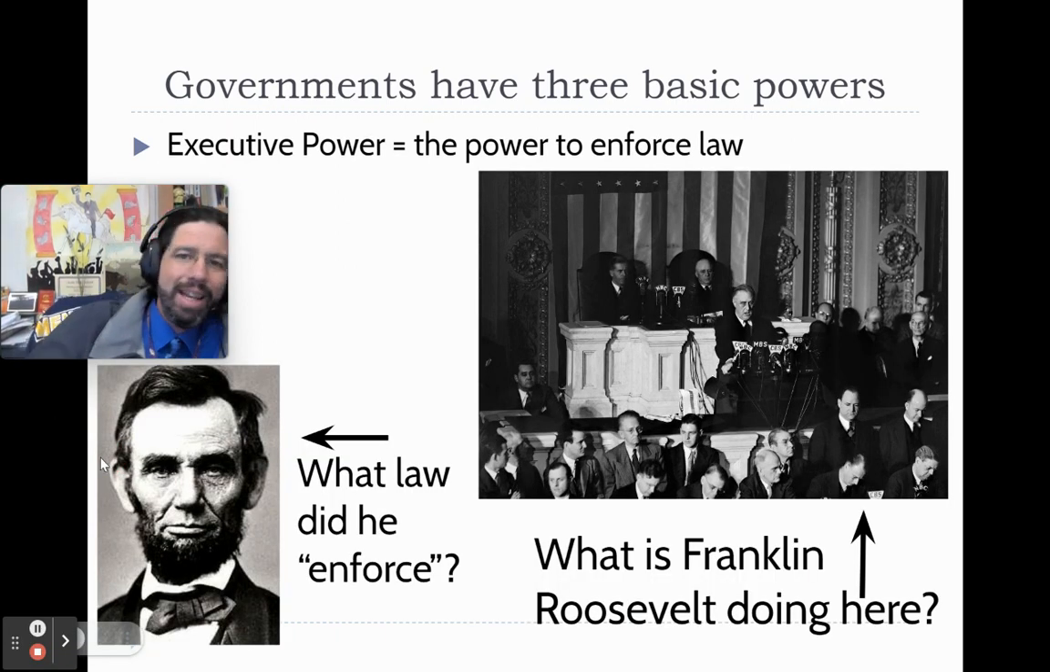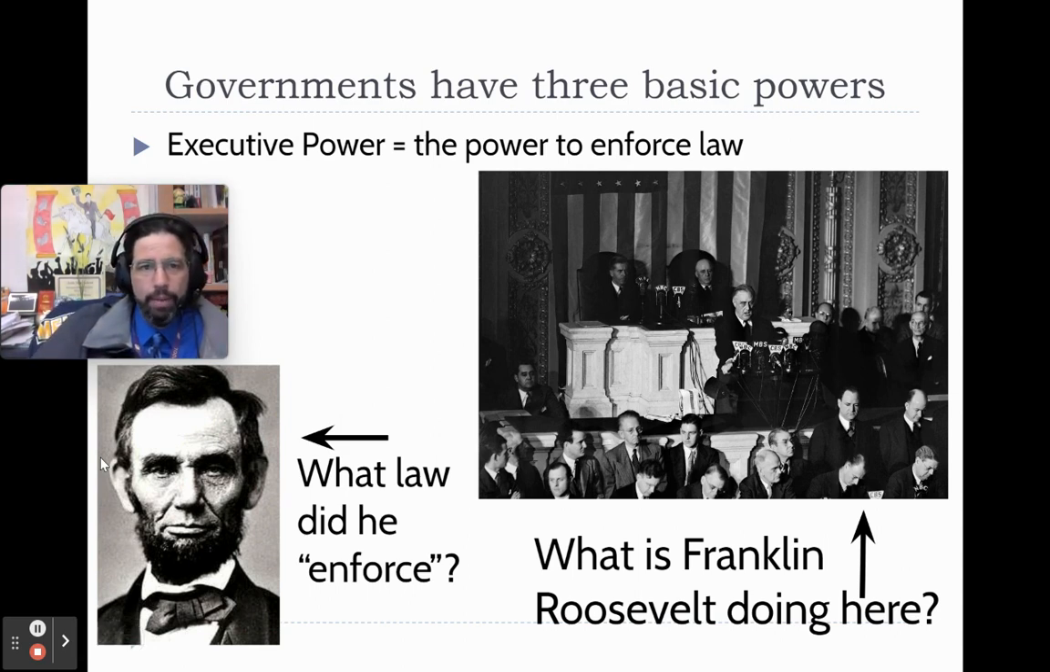Number two is the executive power. That is the power to enforce laws, to make sure those laws are enacted or put into place. So over here on the right, you have Franklin Roosevelt. He is going to Congress right after Pearl Harbor, and he's asking Congress to make a law giving him the authority to go to war with Japan and Germany. Once he's got that authority, he executes the law. He enforces that law.